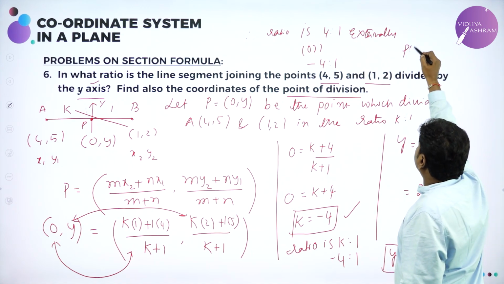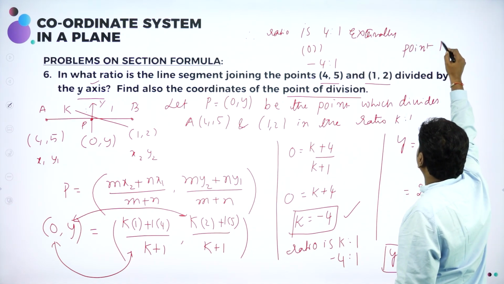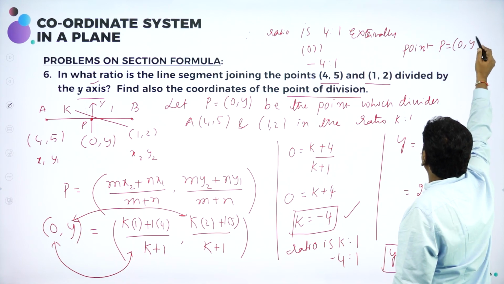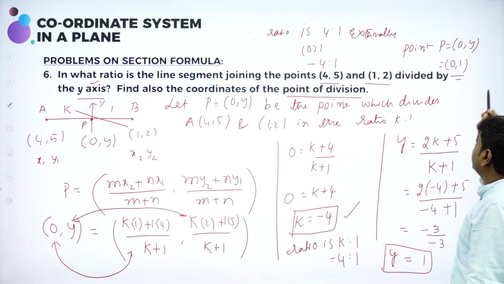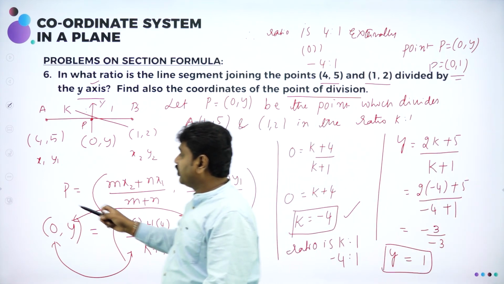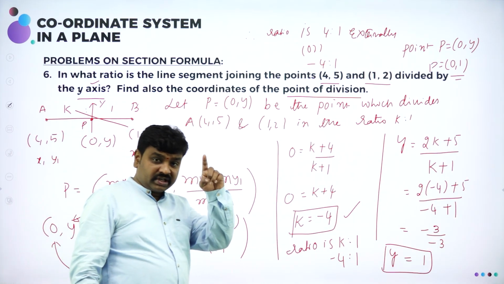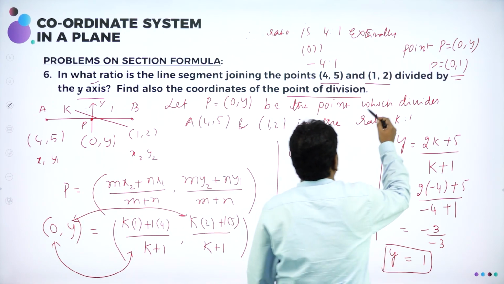And they want you to find the point on the y coordinate. The point P is 0 comma y, and just now we got y. What is the y value we got? 1. 0 comma 1 is the point which divides. So they expected you to find the ratio, and they also expected you to find the coordinates of the point. You got the coordinates of the point also.